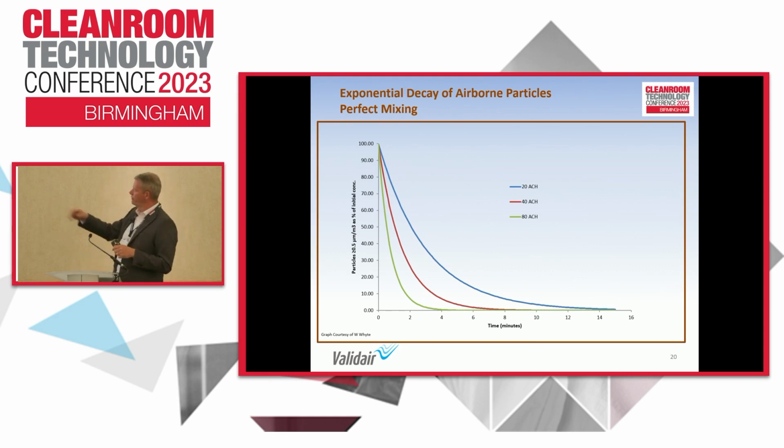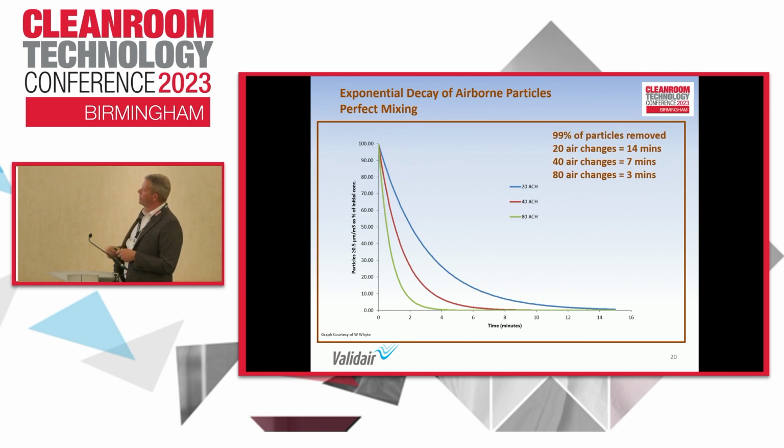When you look at this with perfect mixing, if you look at the green one, which is 80 air changes, you've pretty much got rid of most of your particles in 3 or 4 minutes. At 20 air changes, you're looking probably at 14, 15, 16 minutes before you've got rid of those particles. So 99% of particles, kind of 100 to 1 type cleanup, with 20 air changes is going to take you 14 minutes. 40 air changes, 7 minutes, 80 air changes, 3 minutes. Really, really good for cleanup.